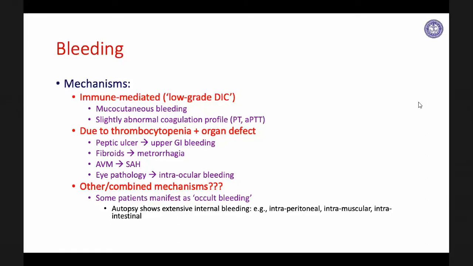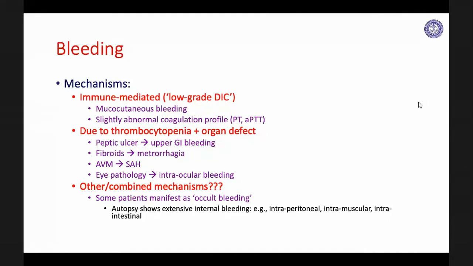Well, there are possibly other mechanisms also, maybe even combined mechanisms, giving rise to what is called occult bleeding, where you don't see that the patient is bleeding. There is no mucocutaneous bleeding, there is no skin bleeding, there is no melena, and yet they seem to be bleeding inside from all the parameters. And that's a very dangerous situation. And sometimes that's one reason why they die.